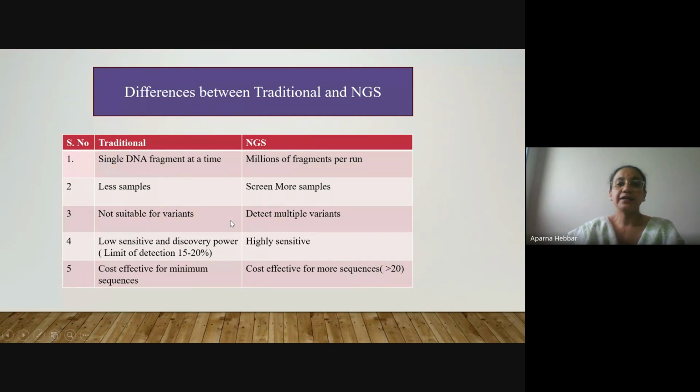NGS is a highly sophisticated technique, which is why it is highly sensitive and can detect multiple variants. But the traditional method is not suitable for identifying variants, and it has low sensitivity, with a limit of detection of around 15 to 20%, whereas NGS is highly sensitive. And one more thing: NGS is cost effective if the sequences are more than 20, whereas the traditional sequencing method is not that cost effective for smaller sequence numbers.